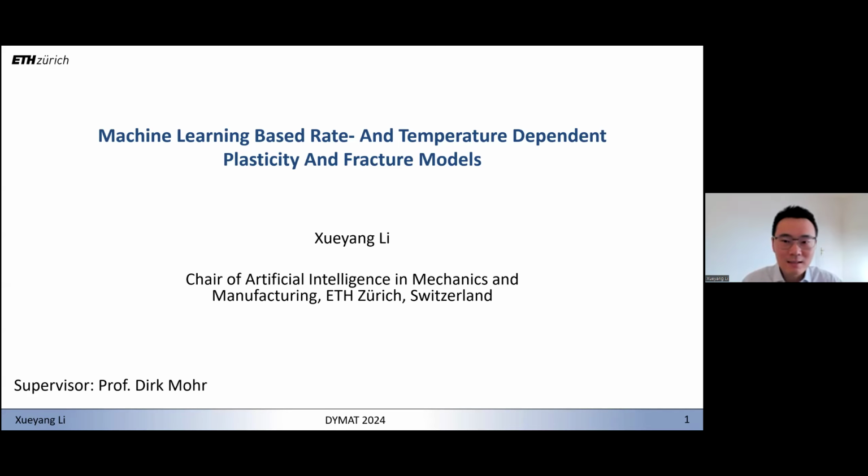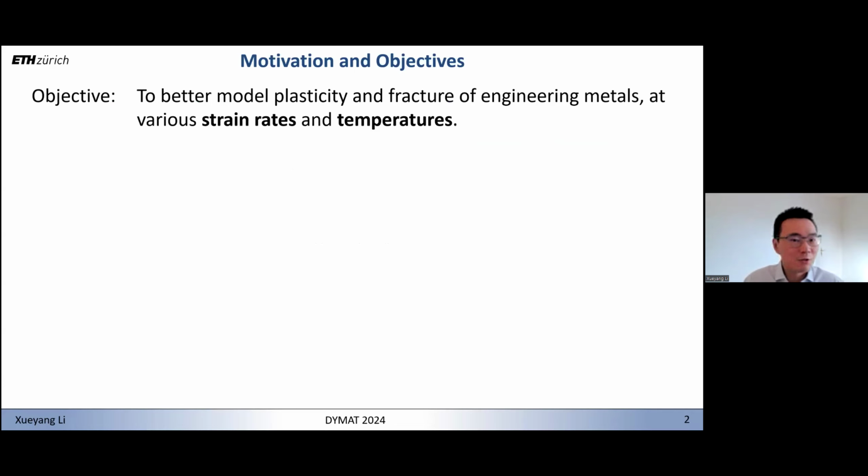I'm Xueyang, and I finished my doctoral study at ETH Zurich under Professor Dick Moore. Today my topic is using machine learning-based methods to model the rate and temperature-dependent plasticity and fracture response of engineering metals. And without further ado, let's go into the background.